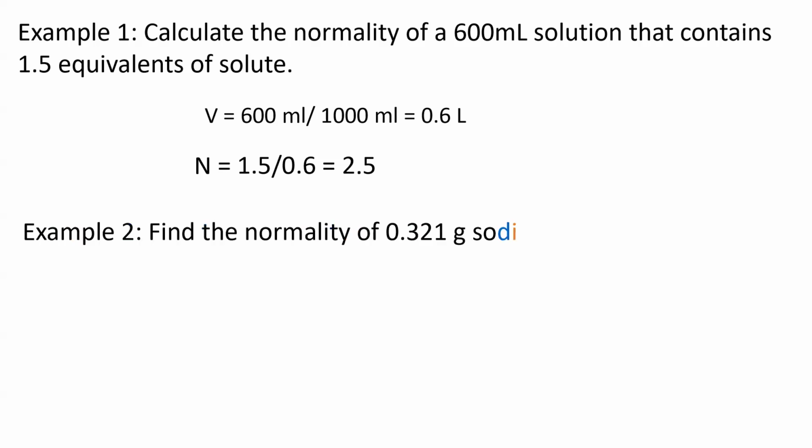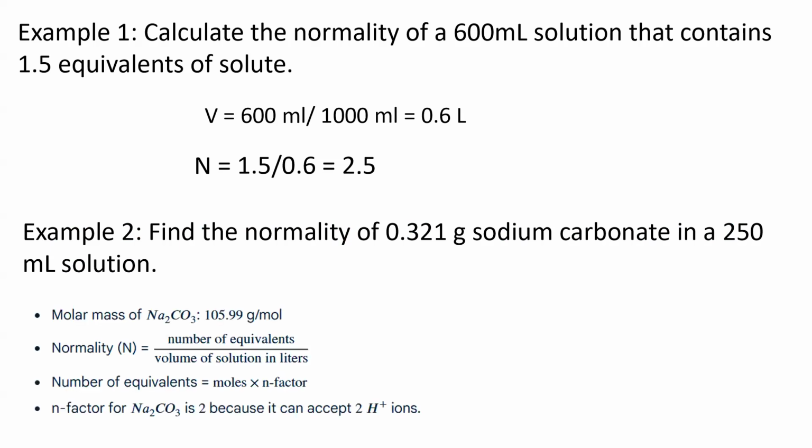So let's look at another example. In this case, the question says find the normality of 0.321 grams of sodium carbonate in a 250 ml solution. You need to get this information first. The molar mass of sodium carbonate is given as 105.99 grams per mole. Then, of course, the formula for normality is the number of equivalents divided by the volume of solution in liters.